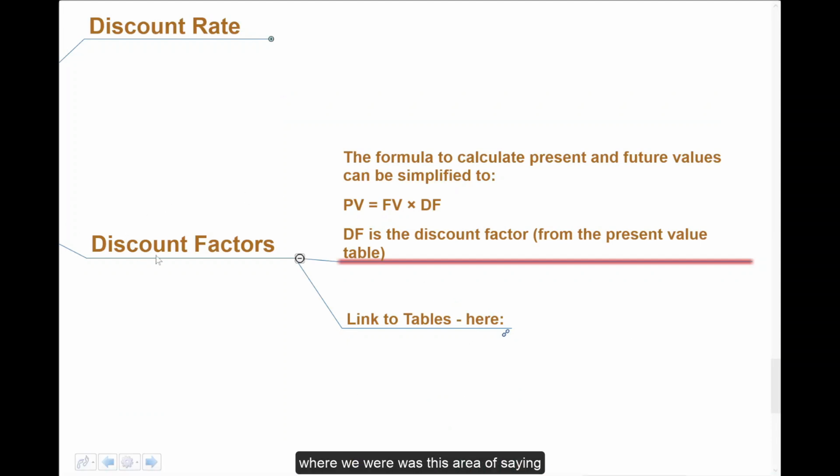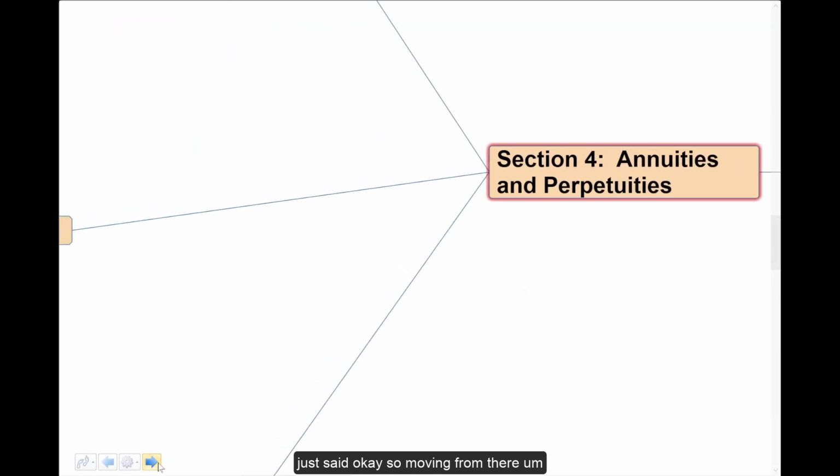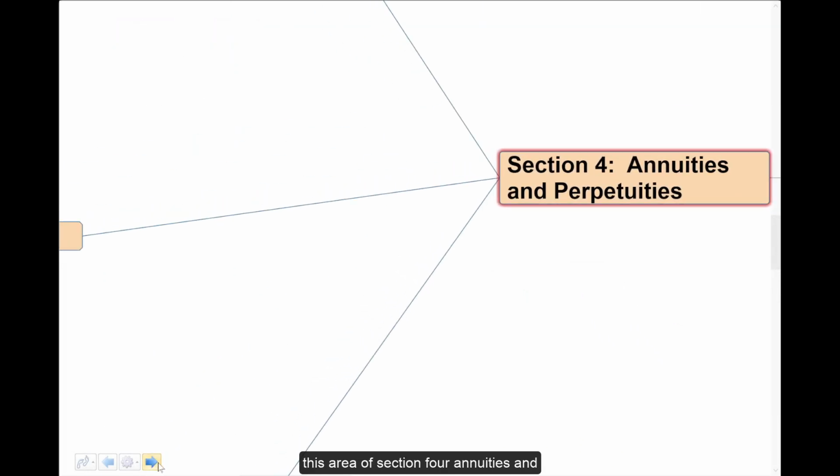So where we were was this area of saying, okay, well, we want to discount some future cash flows. What do we do? Well, if we want the present value, take the future value and multiply it by the discount factor. Where do I find the discount factor? In the tables, as I've just said. Okay. So moving from there, this area of section 4, annuities and perpetuities. Now, don't be alarmed by this area, because this is just really an add-on to what we've just said.